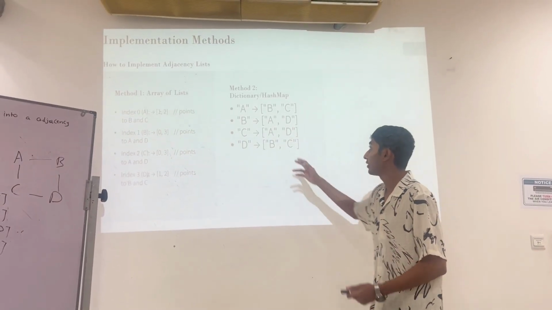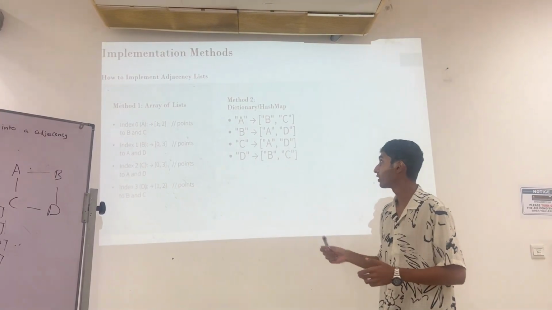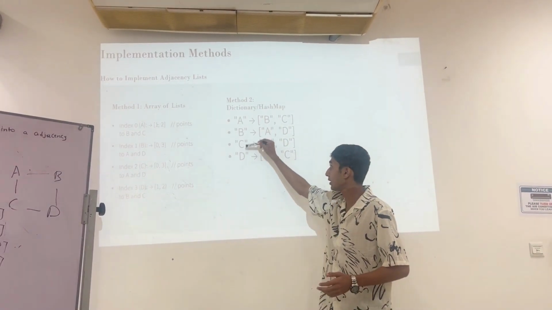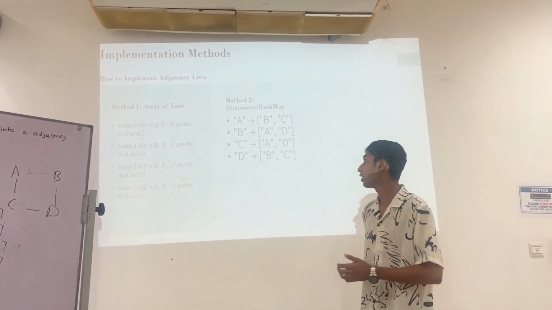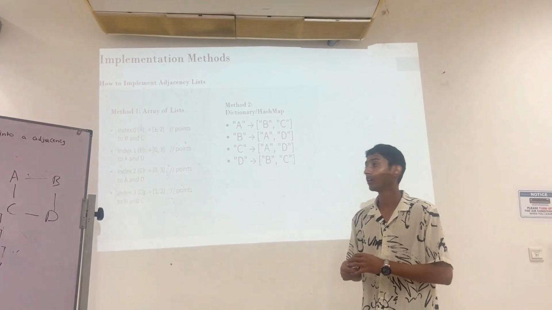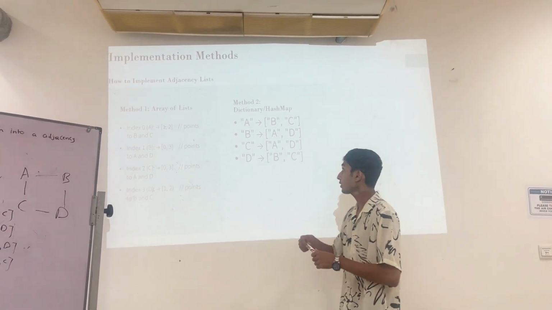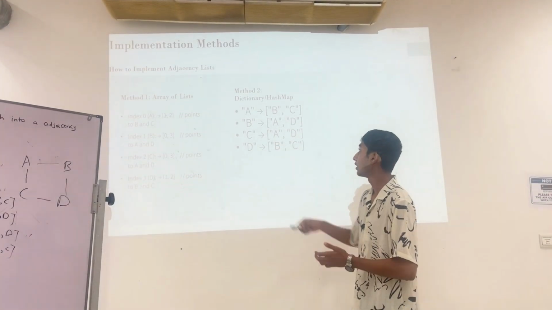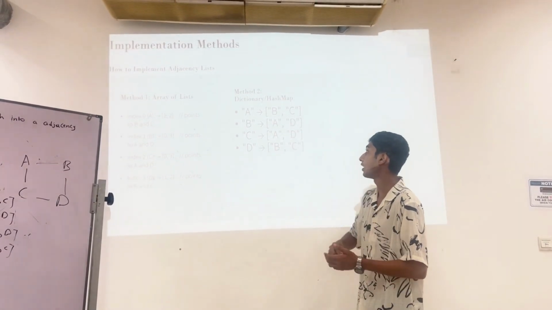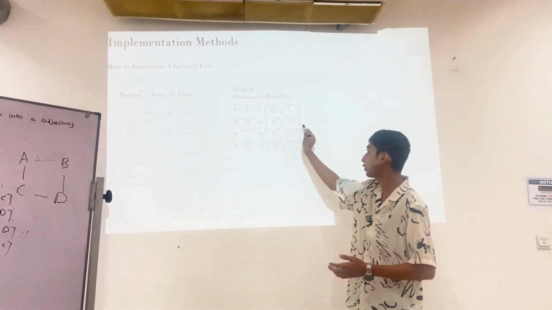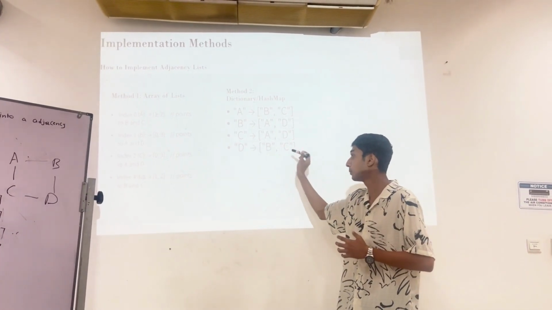Now let's understand the second method. It's dictionary or hash map. So in this, as you can see, there are A, B, C, D. We can name the vertices as they are, and we are not limited to numbers, unlike arrays. Here, vertex A is mapped to B and C, vertex B is mapped to A and D, vertex C is mapped to A and D, and vertex D is mapped to D and C.